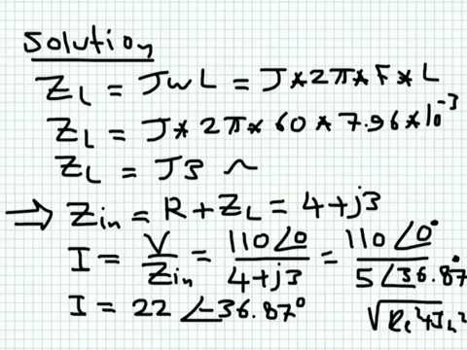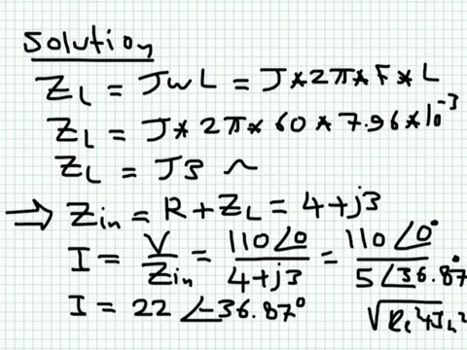So now, how do we divide the two complex numbers? You divide the magnitudes, 110 by 5 will give you 22, and then you subtract from the angle of the numerator the angle of the denominator. So this will become 0 minus 36.87, so it's going to give you minus 36.87. So this is the current, and this is the phasor of the current. This has only information about the amplitude and the phase. If you want to convert it to time domain, you have to multiply by e to the jωt and then take the real part.